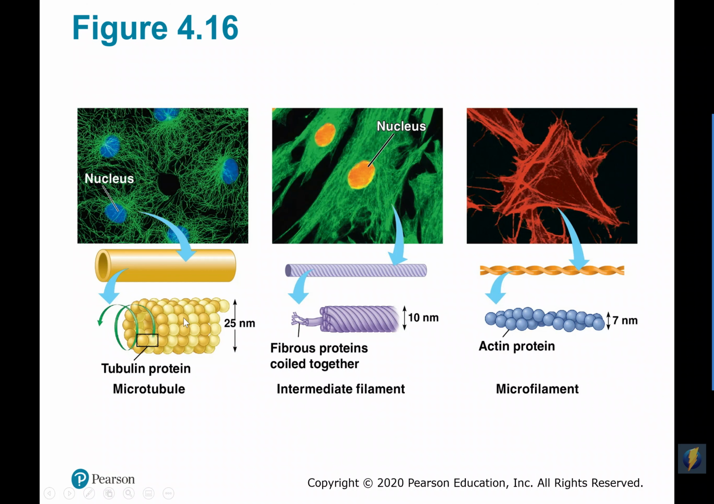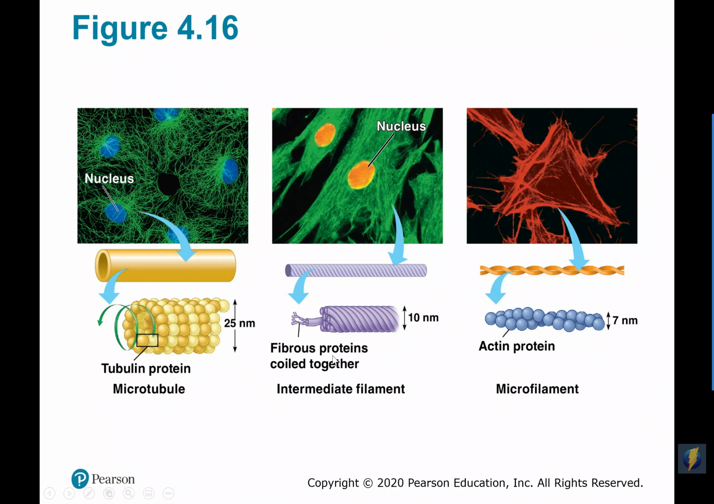It is the biggest of the bunch at 25 nanometers. The microfilaments are made up of a protein called actin. It is the smallest at 7 nanometers. This is what a good chunk of our skeletal muscles are made from. You can see these tubulins making a sort of web of skeleton there.